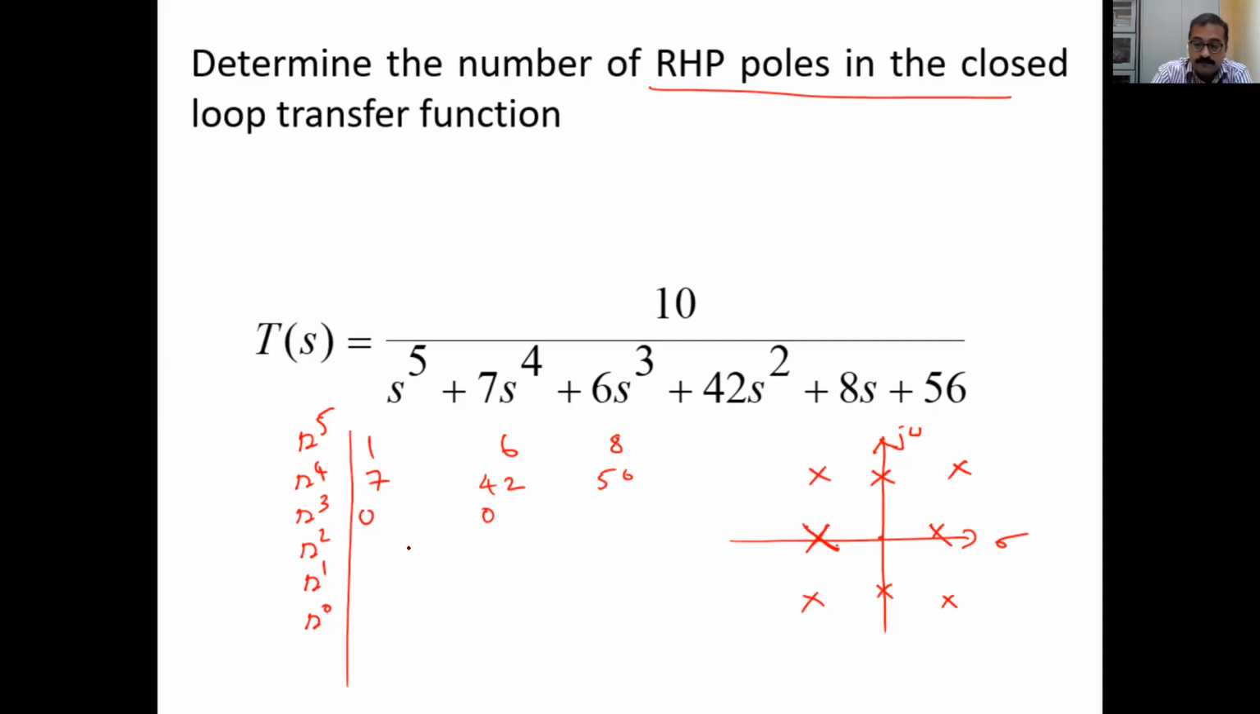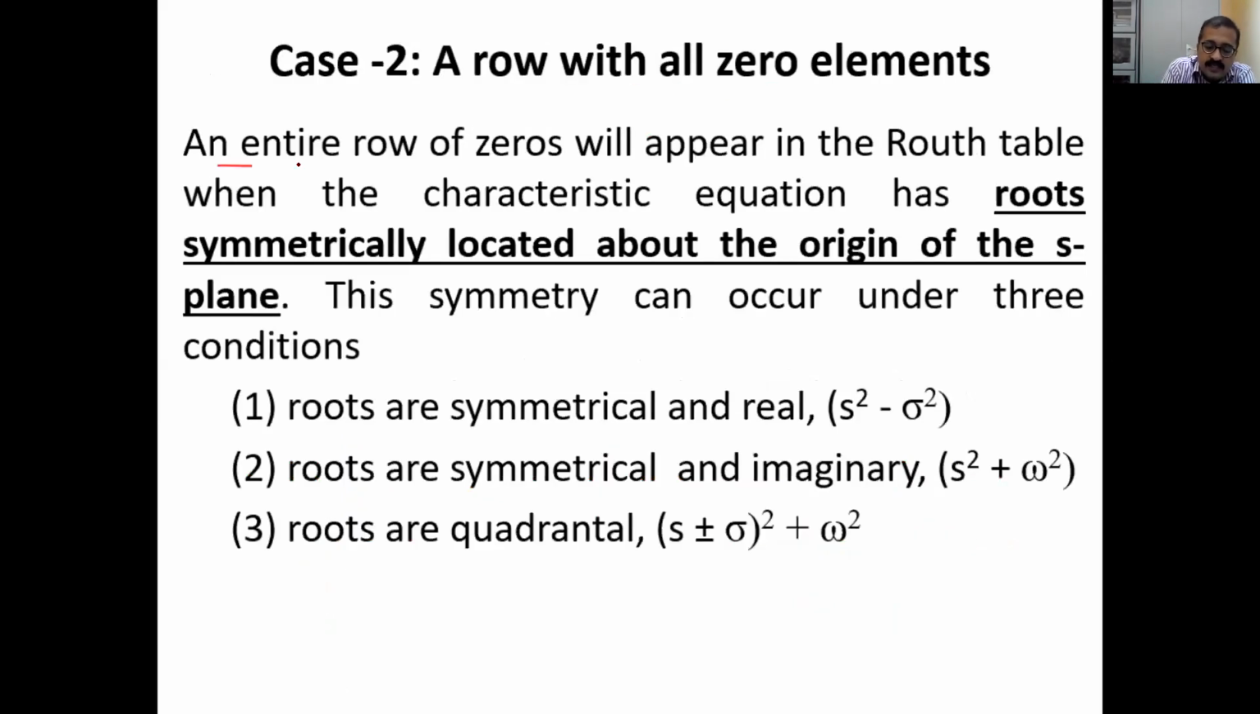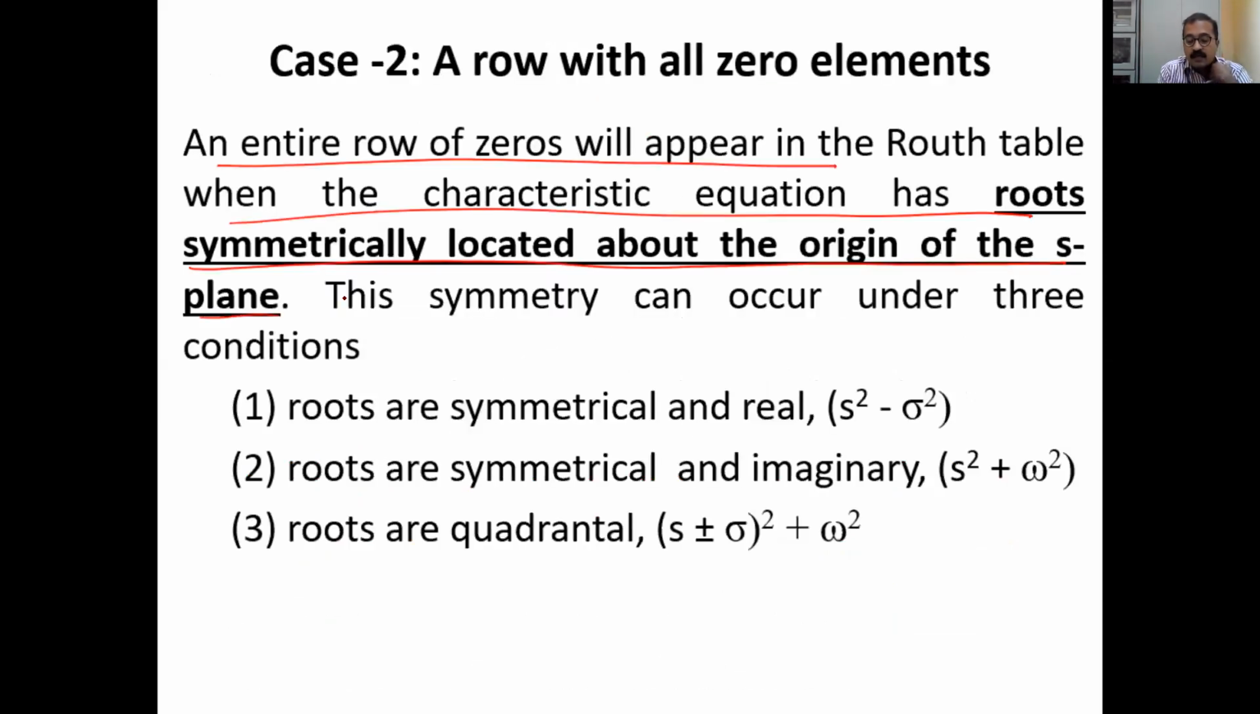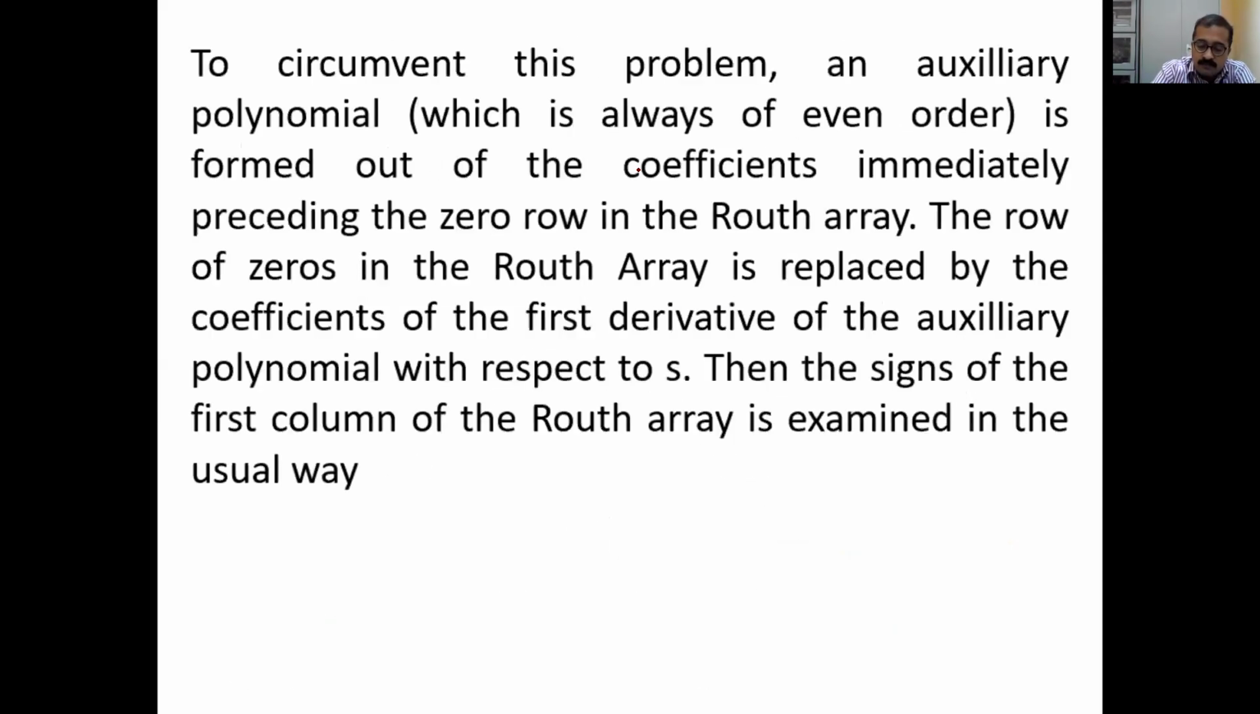a row are 0. An entire row of zeros will appear when the characteristic equation has roots symmetrically located about the origin of the S-plane, right? That's what is shown here. Can be like this, AA or BB or CCCC, or it may be a combination of all these things. So if you come across this situation, then we have an entire row of zeros. So how to overcome that?